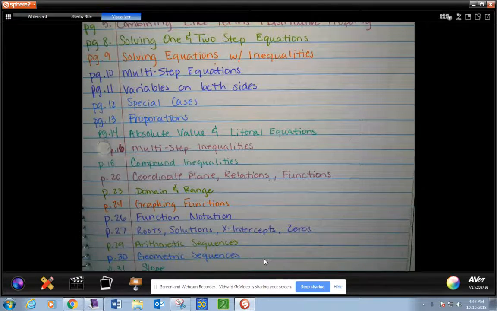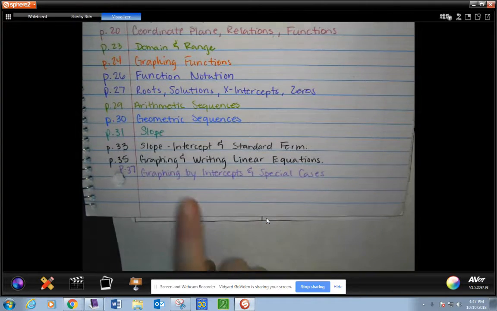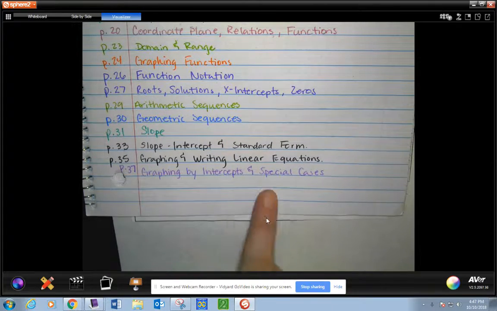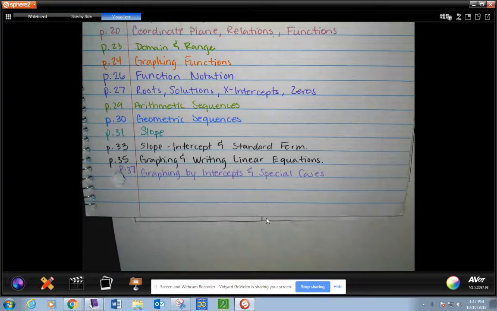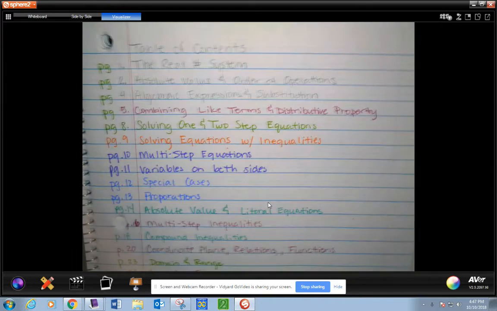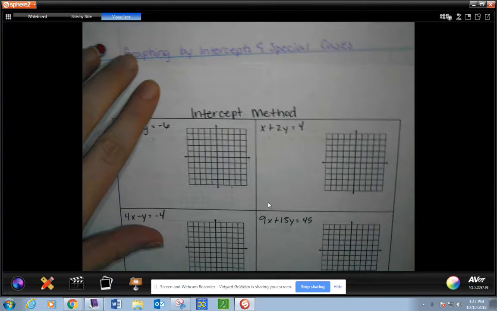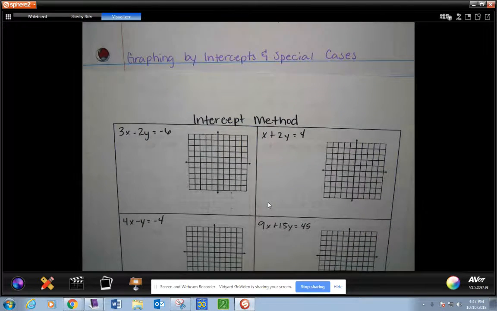Okay, guys, so today, if you will, in your table of contents, we are going to be talking about graphing by intercepts and doing some special cases. So that is our topic today. I am on page 37. You put whatever page you are on. I'm going to go ahead and flip to where we are. And today we're going to be talking about, so up at the top, graphing by intercepts and special cases.